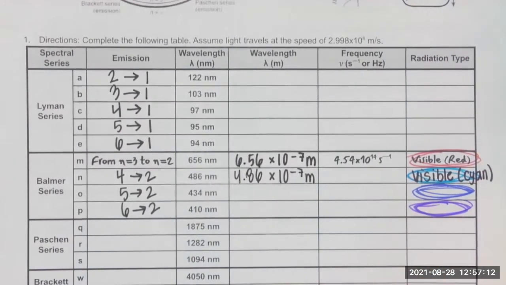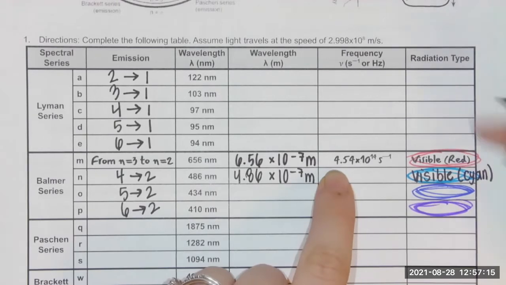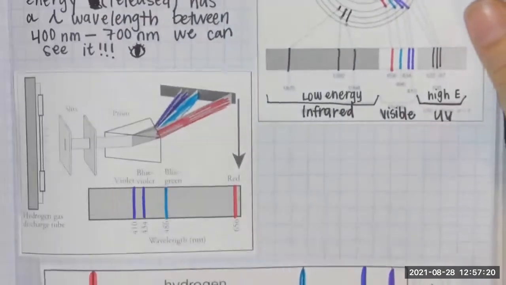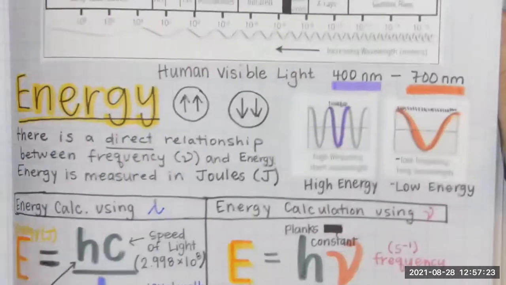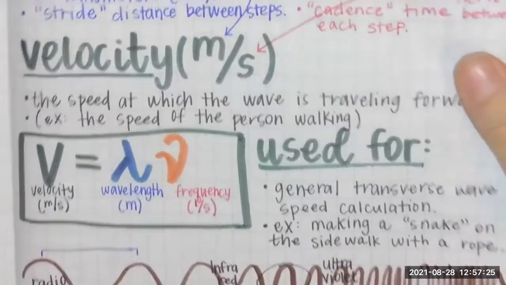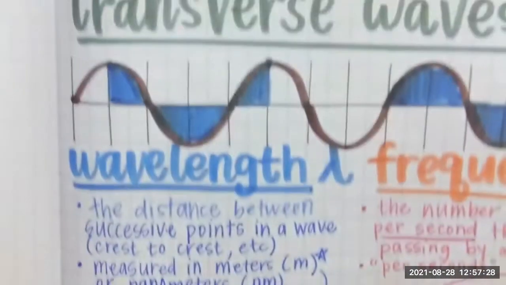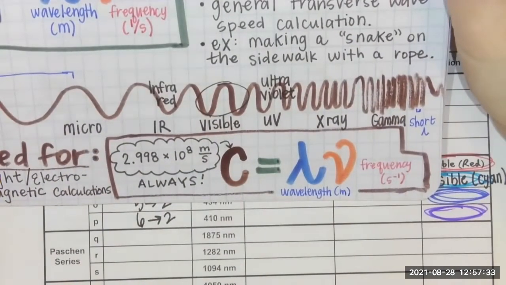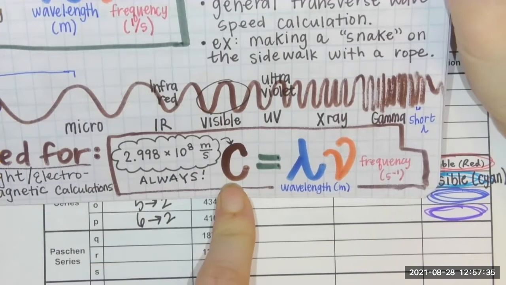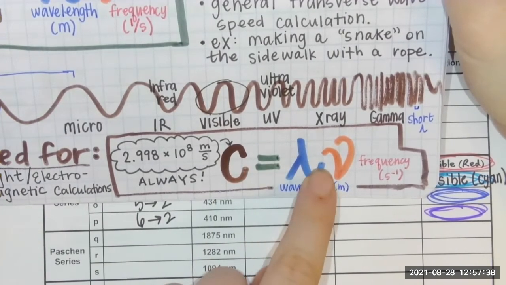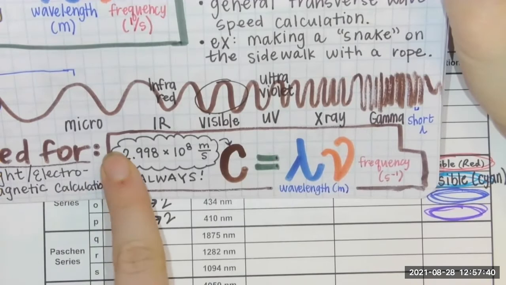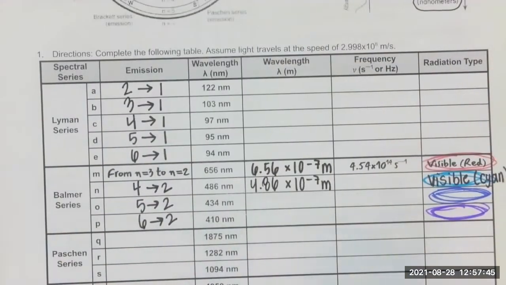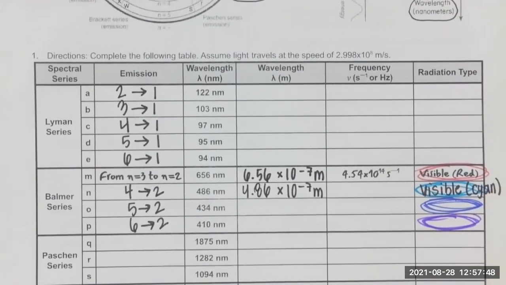To get the frequency from wavelength, go back in your notes a few pages, till we've got this one here. It's on the transverse waves page, and it's down here at the bottom. Speed of light equals wavelength times frequency. Always plug in 2.998 times 10 to the 8 meters per second for c.